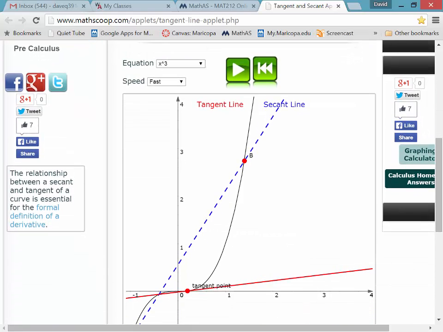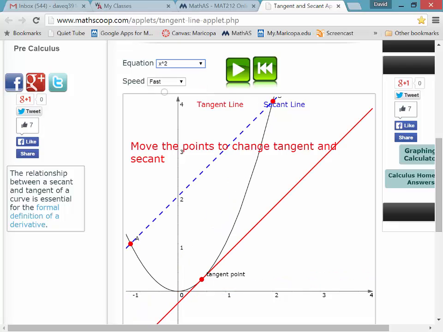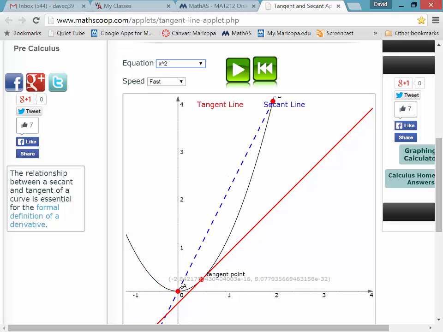This is just a link that will let us physically touch and see how this feels. So the first thing I'm going to do is change the equation just to x squared so it matches what we have on our page, and I'm going to slide my secant point over just so it kind of matches what we had on the page, and you can see the idea here.